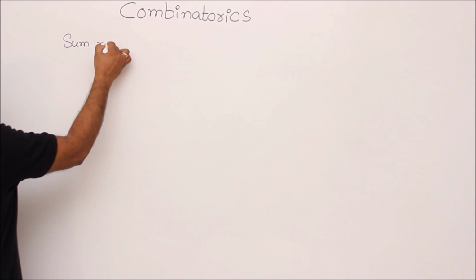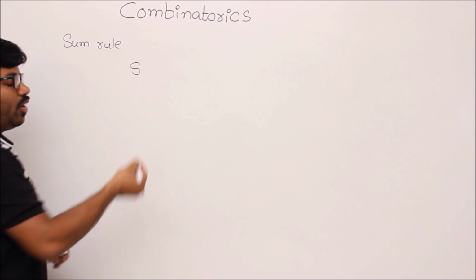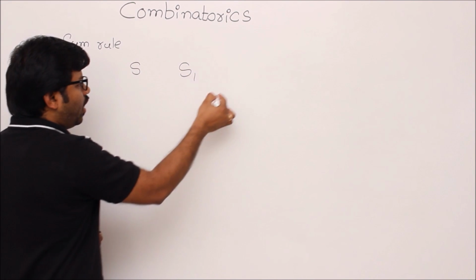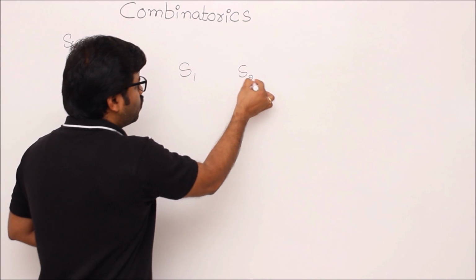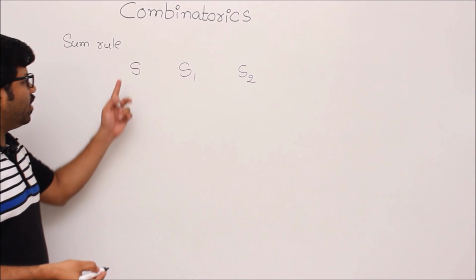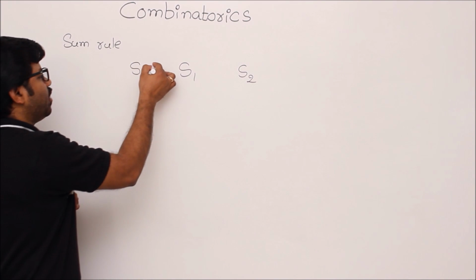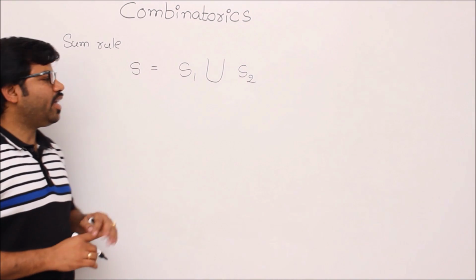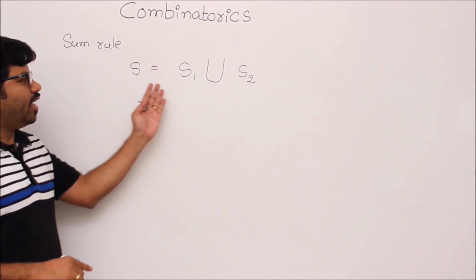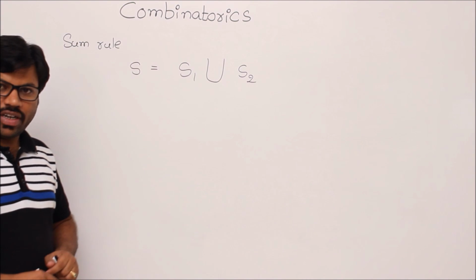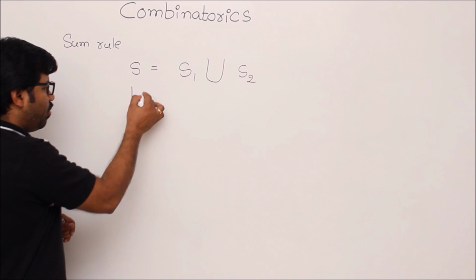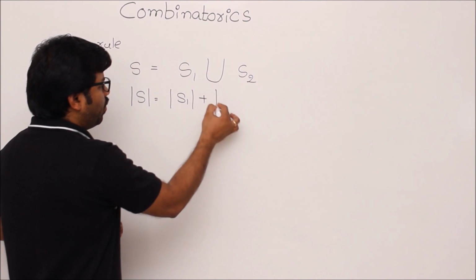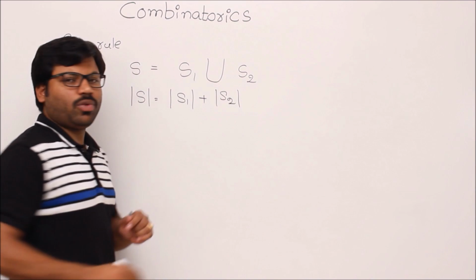Sum rule is like this. I have a set S. I don't know how to count it, but I know how to count a set called S1, and I know how to count a set S2. How is it related to your problem S? Your set S is nothing but the union of S1 and S2. That means counting the set S is nothing but counting S1 union S2. If that is the case, then the total number of elements in set S equals the total number of elements in S1 plus the total number of elements in S2. This is called the sum rule.